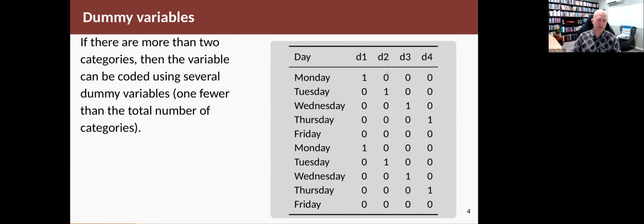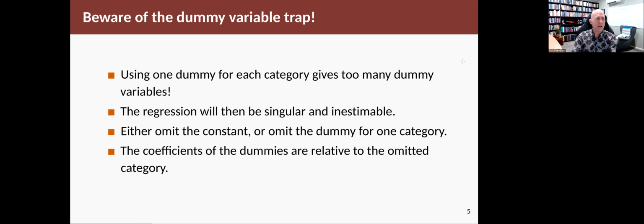D2 tells you whether it's a Tuesday, it's a 1 on a Tuesday and 0 everywhere else. D3 is the Wednesday variable. D4 is the Thursday variable. And you don't need the Friday variable, because if all of the others are 0, then you know it's a Friday. So you can code a 5-level category into 4 dummy variables. And in general, you always need 1 fewer dummy variables than the number of categories. It's a very common beginner mistake to use a dummy variable for every category, which gives you 1 too many.